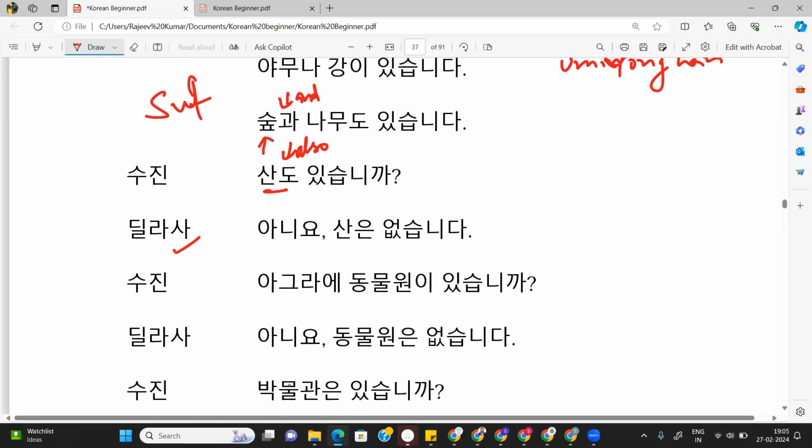Anio. Sanun. Opsamnida. Sujin. Sanan. Oh, okay. It doesn't come like nun, correct? Anyo, Sanan Isamnida. Opsamnida. Japanese is a medium like this, na? Sa. Sujin.